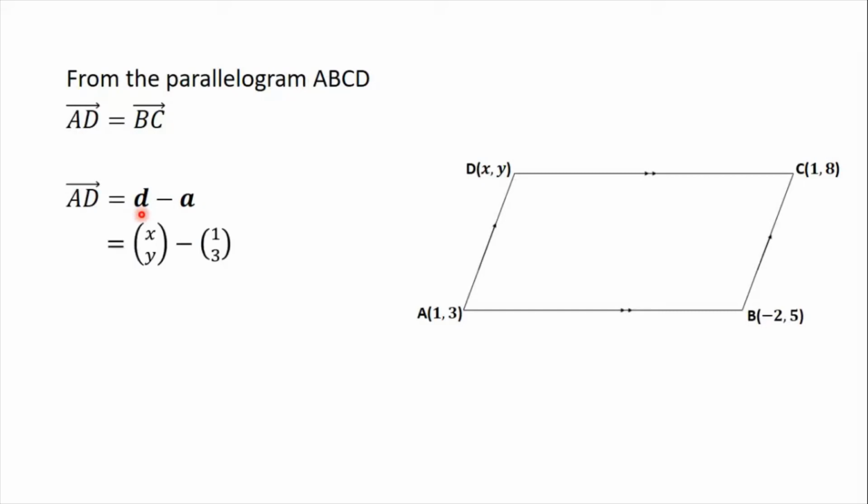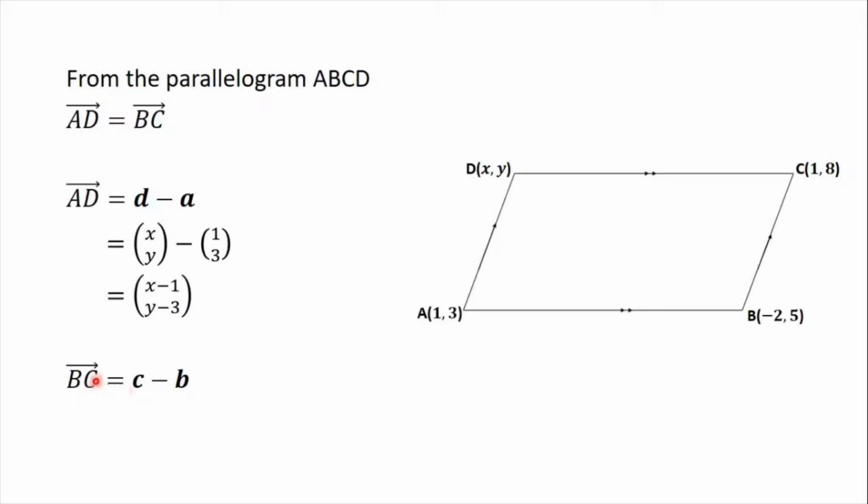What are the components of position vector D? The components of position vector D are the coordinates of the point D. The coordinates of point D are x and y. So the components of position vector D are x, y. Minus the components of position vector A, which are the coordinates of point A. The coordinates of point A are 1 and 3. So the components of position vector A will be 1, 3. We know that from subtraction of vectors, x minus 1 will give us x minus 1, then y minus 3 will give us y minus 3. So we have been able to find the first part here, which is AD. Let's move on to the second part, BC.